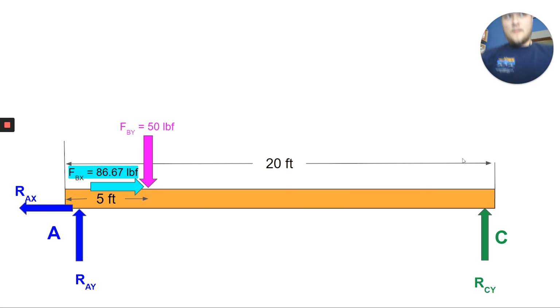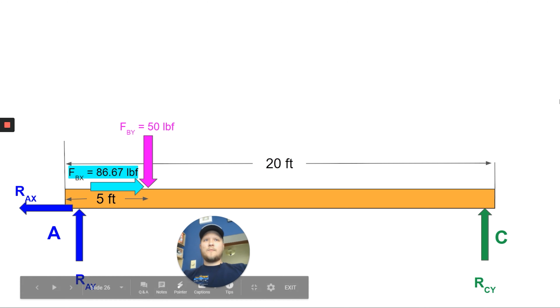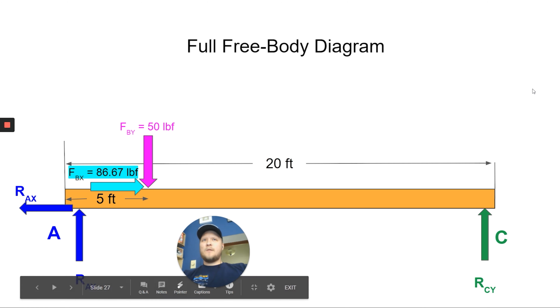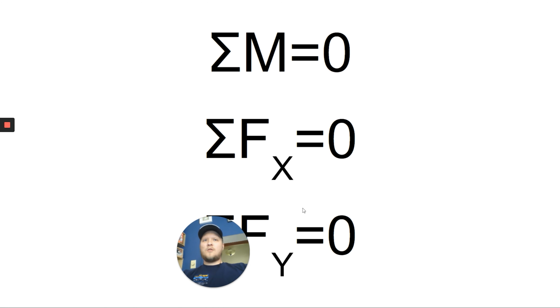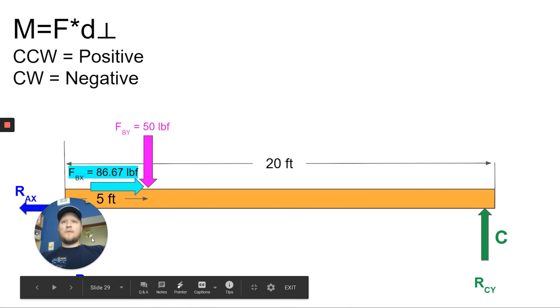So you can see we replaced FB with FBY and FBX. Now we have a fully labeled free body diagram ready for us to solve, just like we did with our last simply supported beam. So we're going to start with our sum of the moments, sum of the forces in the x, sum of the forces in the y.